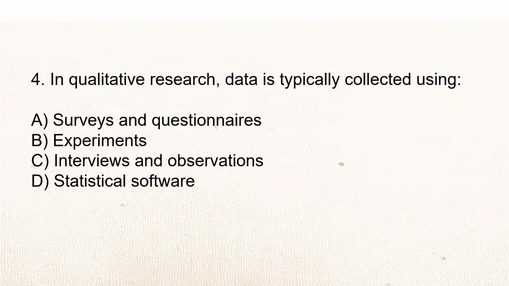Number 4. In qualitative research, data is typically collected using letter A, surveys and questionnaires. Letter B, experiments. Letter C, interviews and observations. Or letter D, statistical software.